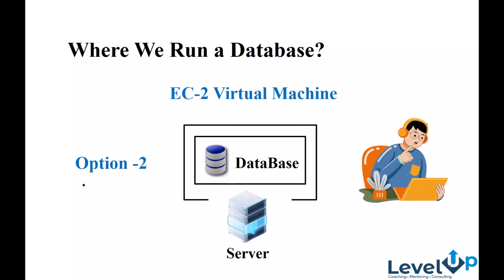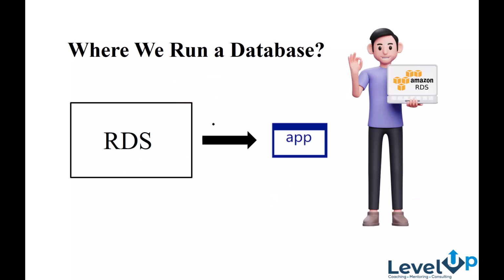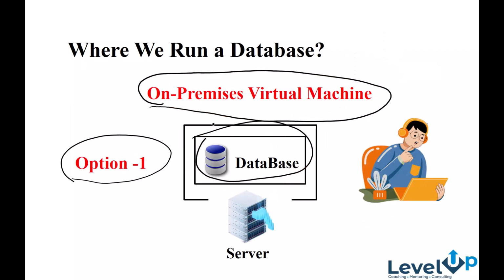Now option two, we can install a database on an EC2 virtual machine. That means we can purchase an EC2 virtual machine from AWS. On top of that, we can configure or install a database. This is option two. Now the third option is that we can use the service that I was telling you.